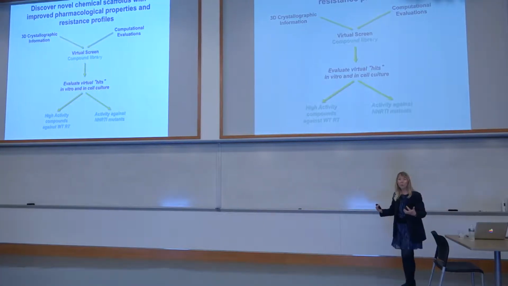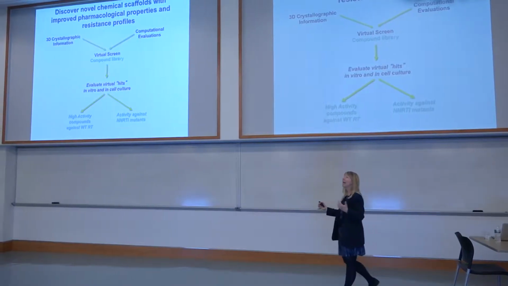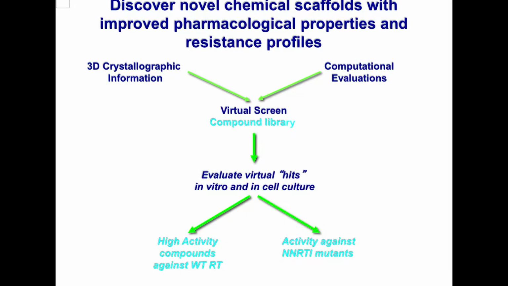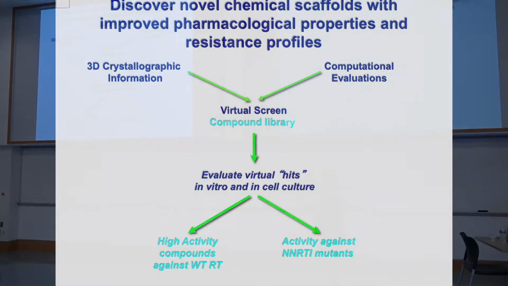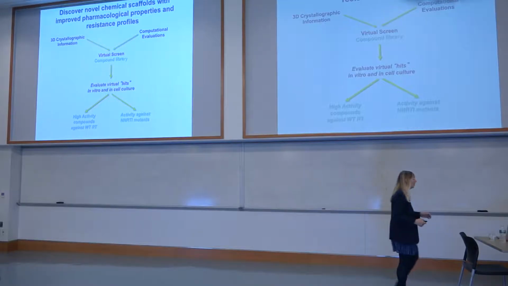And so then our workflow for this, and this is where my lab gets involved, is we partner with the computational evaluations by using structural information. They do the virtual screen, and then we're the experimental part where we evaluate the screens both biochemically as well as in cell culture, and we look at their activity on both wild type HIV as well as the drug-resistant mutant forms. That's the workflow.